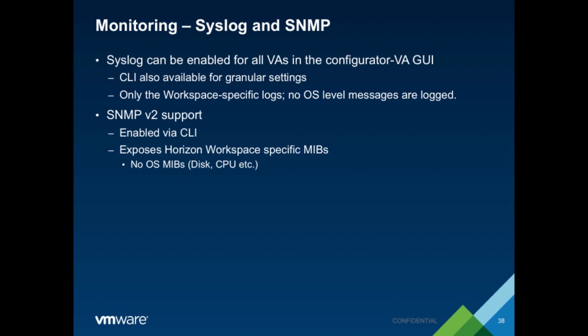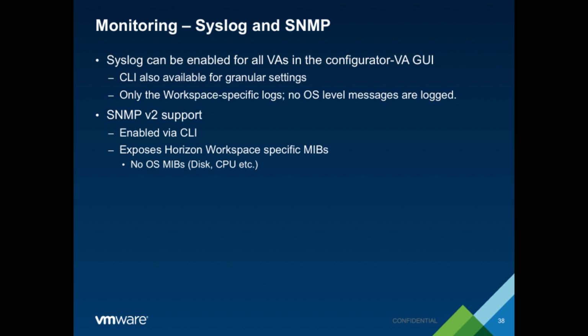In this release, syslogging can be enabled for all virtual appliances on the configurator via the VA UI. So you can go into the web UI and the configurator, and you can define this for all the virtual appliances that take part of the Workspace setting. You could also define this using CLI if you want more granular settings. So there are different levels of logging that can be defined as part of this. But the general recommendation here is at least to enable the syslogging on a vApp basis for the whole Workspace setup, so you get centralized logging and you can see across all the different components as part of this.